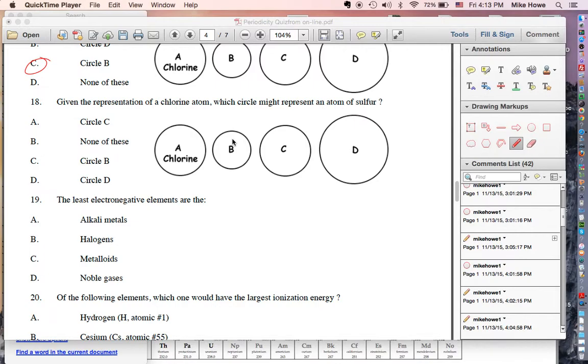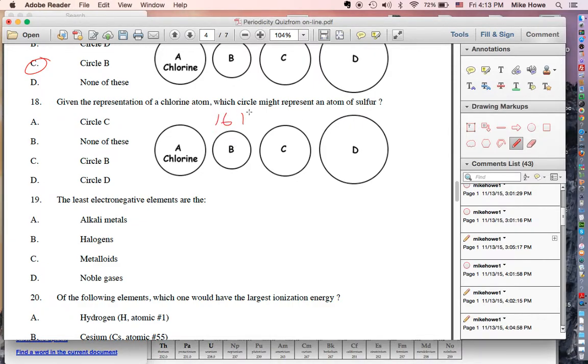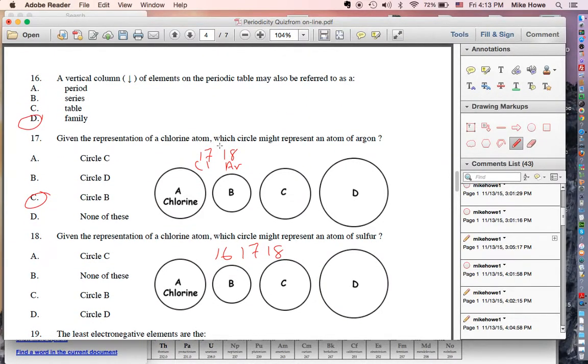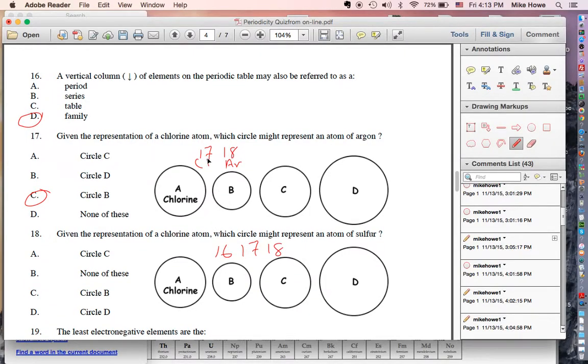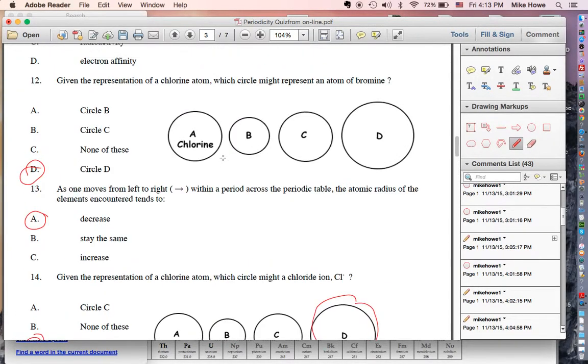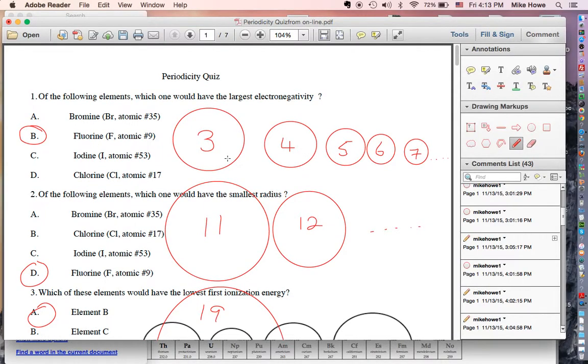So number 18, which one is sulfur? Well, sulfur is element number 16. Chlorine is 17. Up above we had argon, it was 18. Remember 16, we had 17 and 18, chlorine and argon. So the atoms got smaller from chlorine to argon. They're getting smaller to the right. Remember the picture at the top of the page. You get smaller as you go to the right.